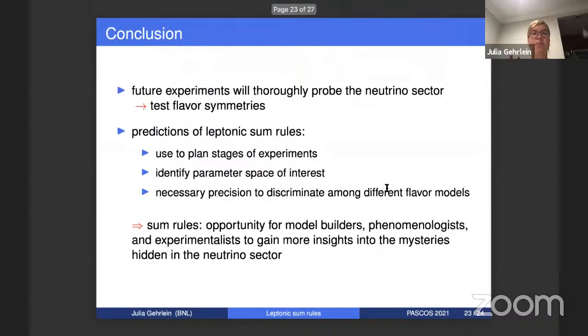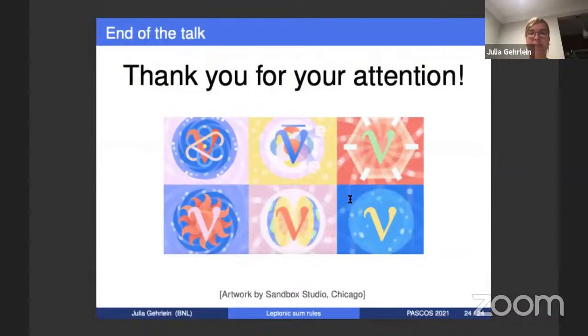So let me come now to my conclusions. Future experiments will thoroughly probe the neutrino sector and will hence be able to test flavor symmetries. The predictions of leptonic sum rules can be used to plan different stages of experiments, to identify the parameter space of interest, and to identify the necessary precision needed to discriminate among different flavor models. So sum rules are an opportunity for model builders, phenomenologists, and experimentalists to gain more insights into the mysteries of the neutrino sector. Thank you very much for your attention.